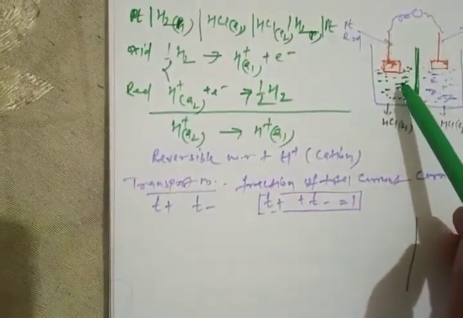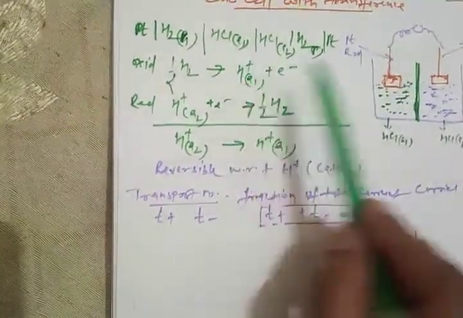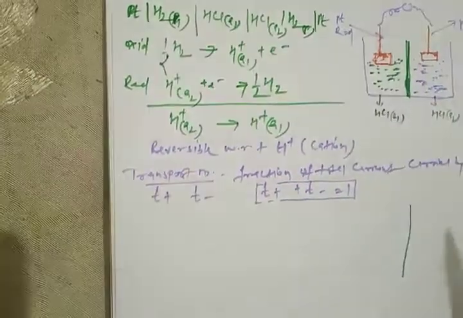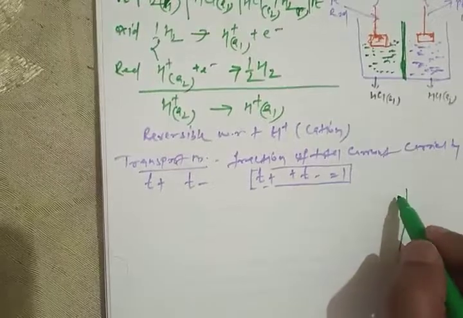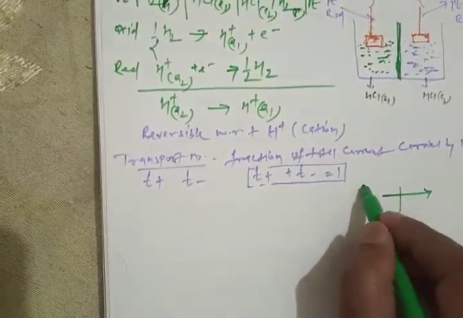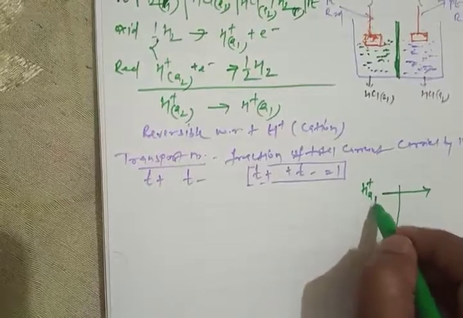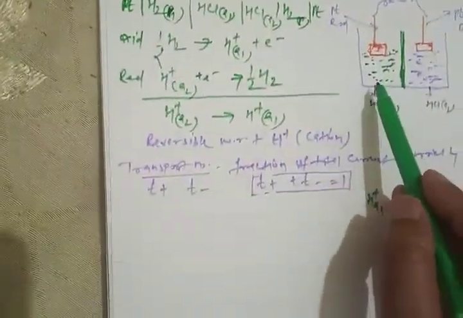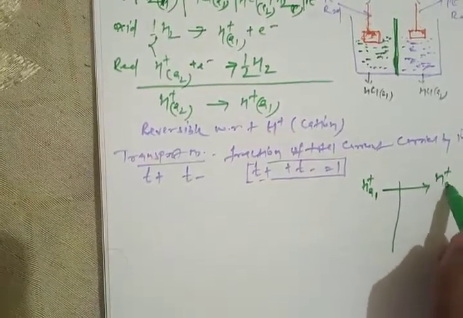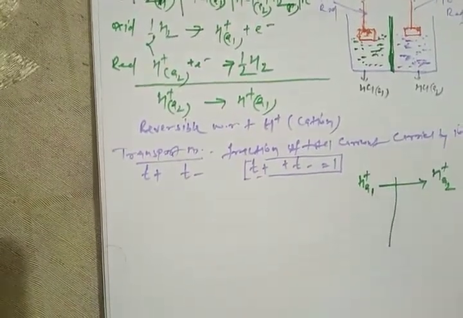H plus, this H plus I'm talking. Okay, this will give a H plus. So this H plus is going to this side. So H plus of activity A1 goes from this side to this side, H plus of activity A2.